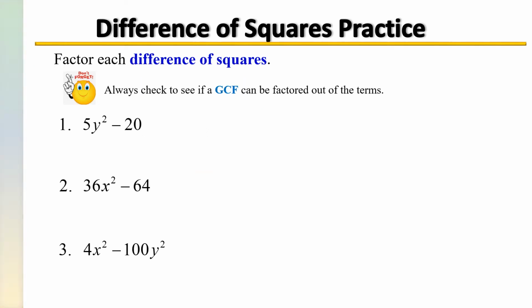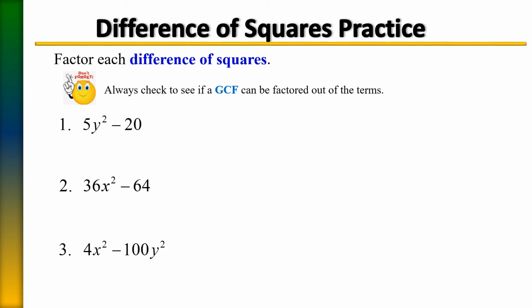Let's do some more practice with difference of squares. Factor each difference of square. Now the first thing you should always do when you're factoring is to check and see if there's a GCF, and if there is, then you must factor that out first. So looking at that first example, we want to look at the 5 and the 20 and see if there is something they share in common. So you look at a smaller number, which is 5, and you ask yourself, is there a 5 in 20? Yes, it is. So therefore, there's a GCF of 5.